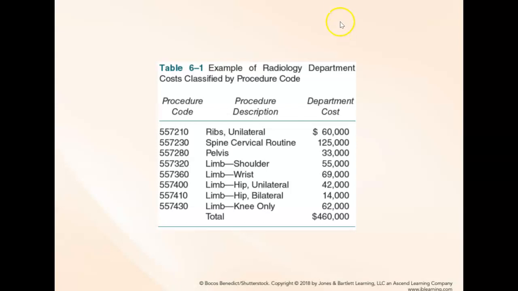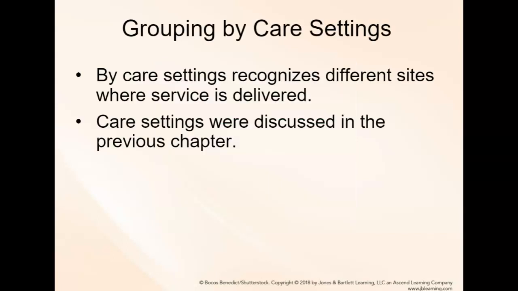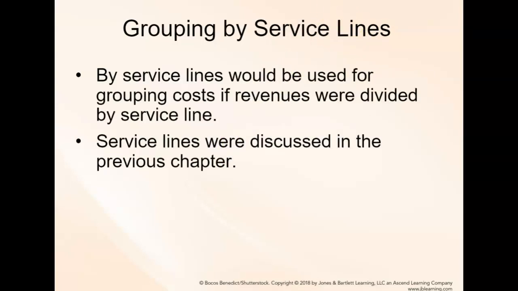Okay, so care setting, still giving you examples. By care setting recognizes different sites where service is delivered. So it does cost different money if you're going to a medical office or a rehab or a hospital setting. Care settings were discussed in the previous chapter. Grouping by service lines is another way to group things together, because you do know the expected cost of someone leaving the hospital and then going to the rehab to build up their strength and then getting back home.